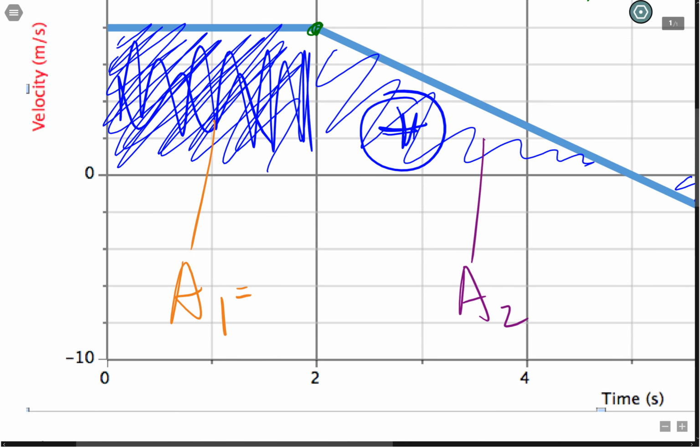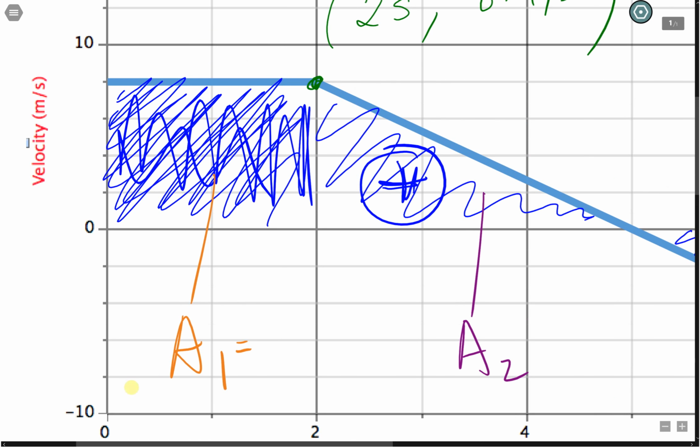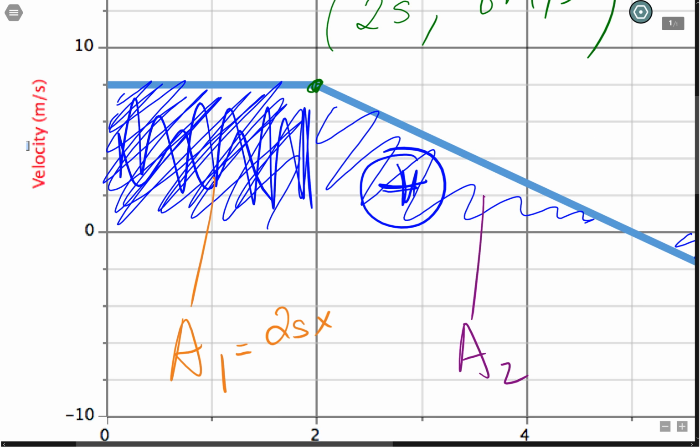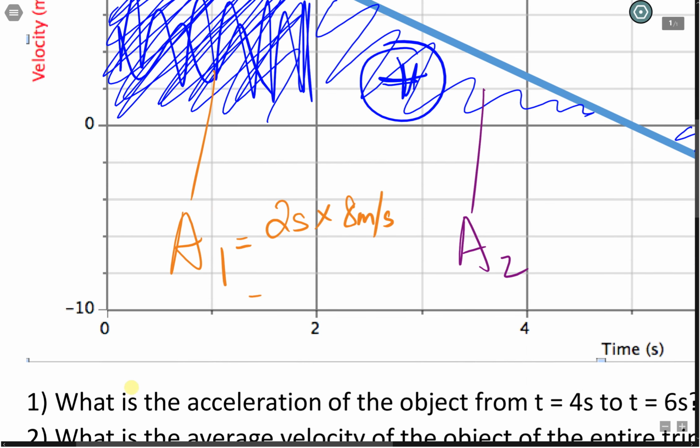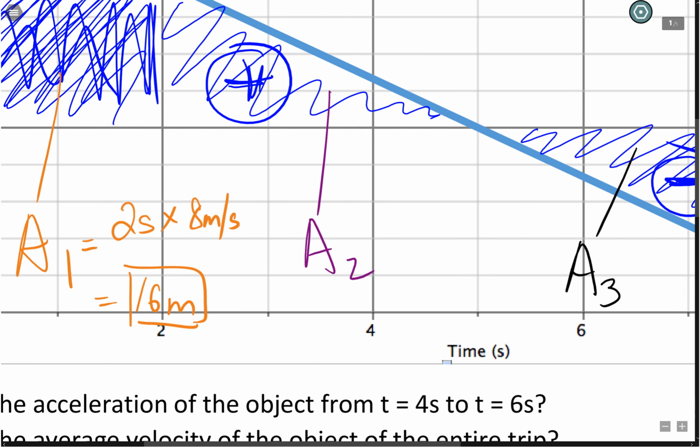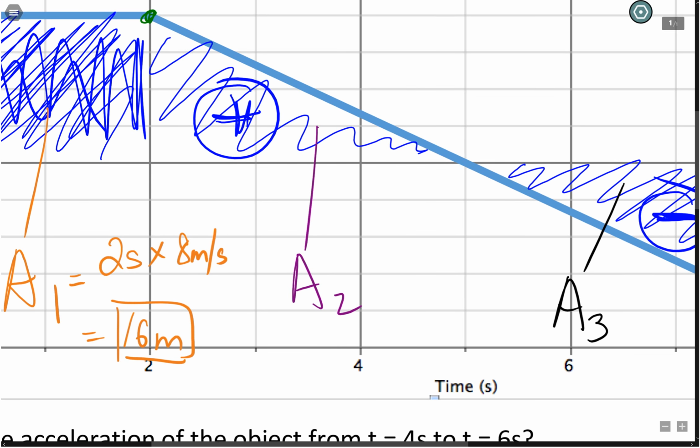This is our width times our length. We have 2 seconds times 8 meters per second. This gives us 16 meters, positive 16 meters. The area underneath this one is also positive.